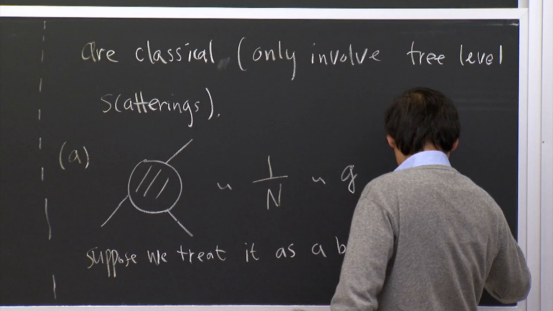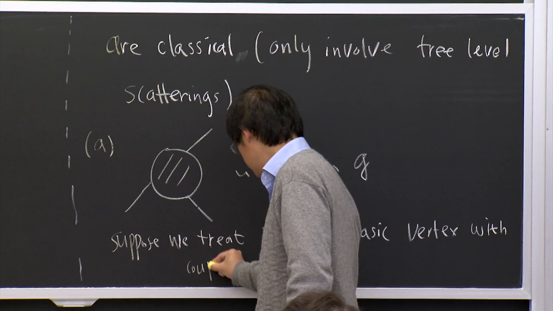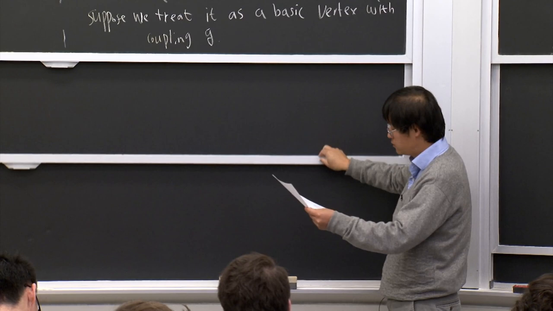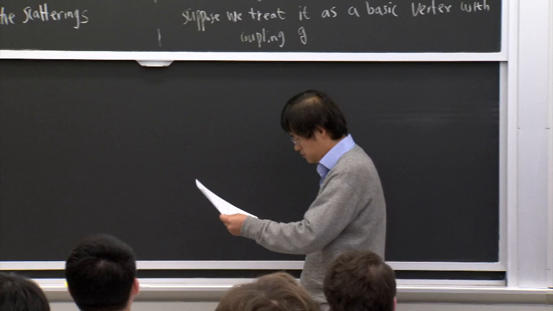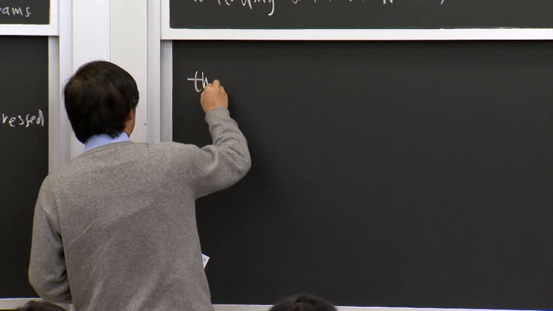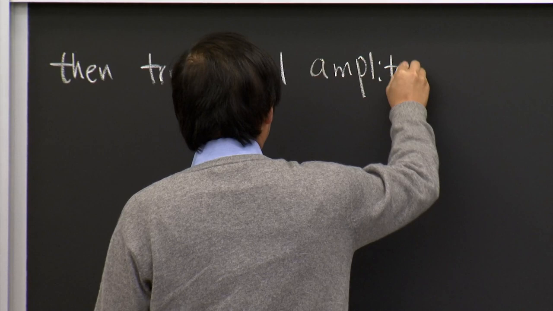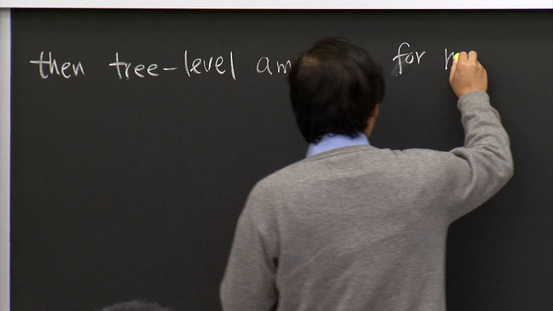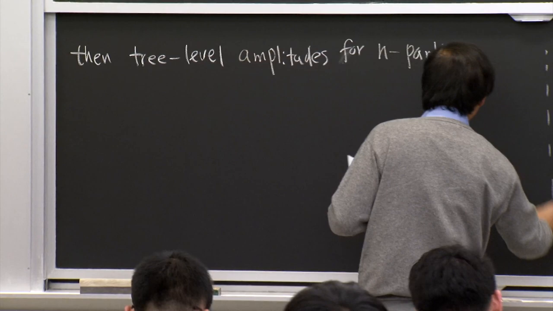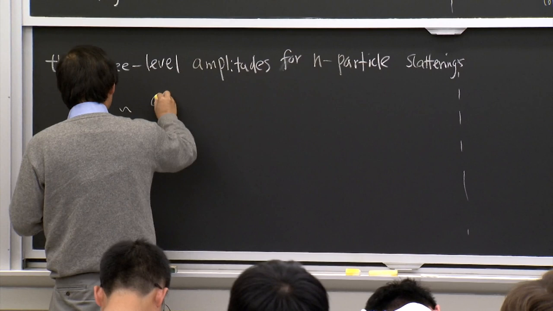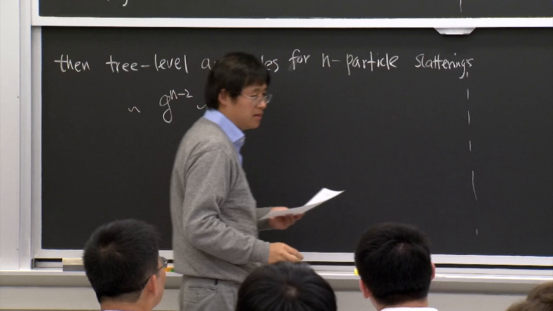With coupling G, so G is 1 over N. Okay. Then from simple, then it's easy to see that tree level amplitudes for n particle scattering scale precisely as g to the n minus 2, which is N to the power minus 2 minus n. And this is precisely what we see for the leading scaling here.